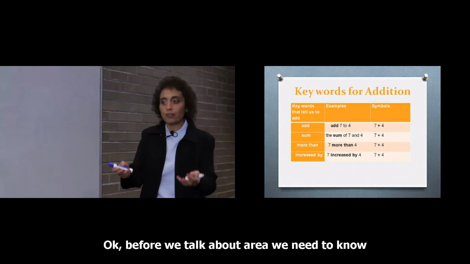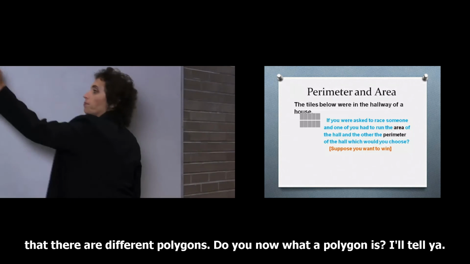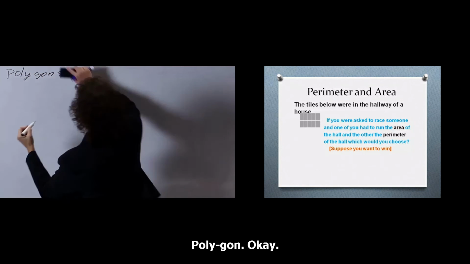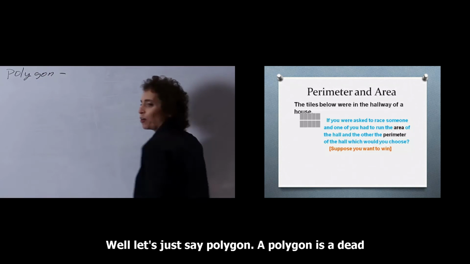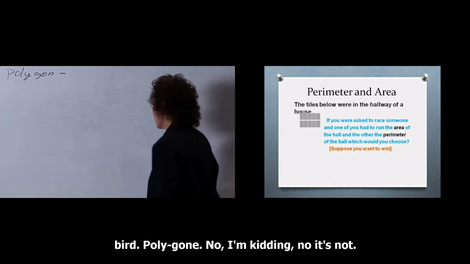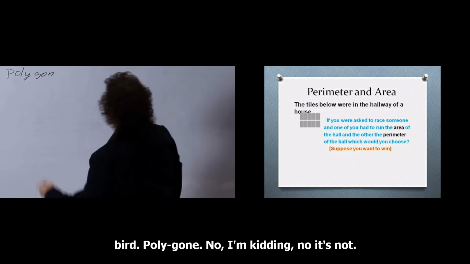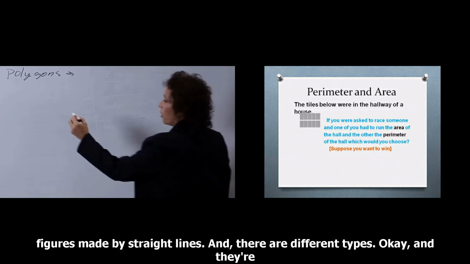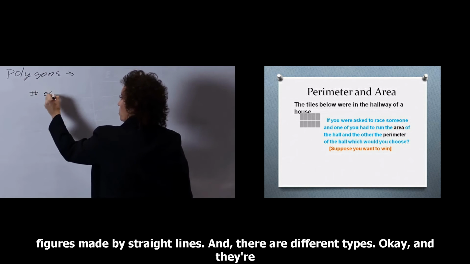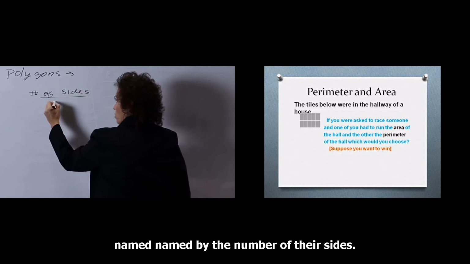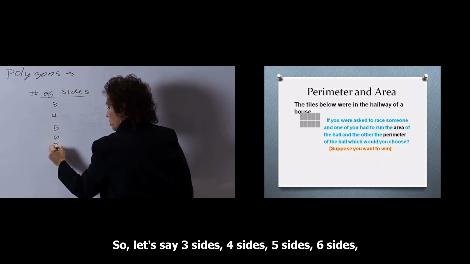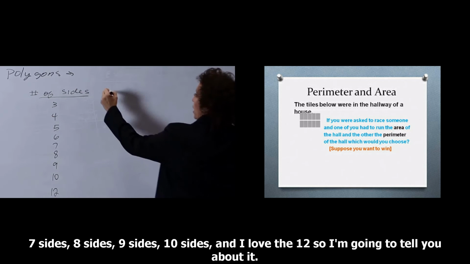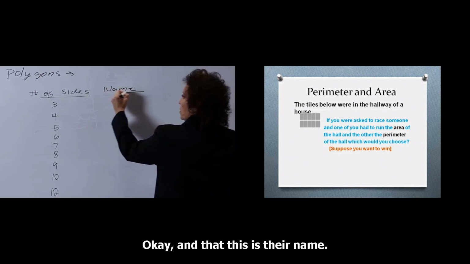Okay. Before we talk about area and perimeter, we need to know that there are different polygons. You know what a polygon is? I'll tell you. Polygon. A polygon is a dead bird. Polygon? No, kidding. It's not a dead bird. Polygons are actually geometric figures made by straight lines, and there are different types. They're named by the number of their sides. So let's say 3 sides, 4 sides, 5 sides, 6 sides, 7 sides, 8 sides, 9 sides, 10 sides, and I love the 12, so I'm going to tell you about it. Okay, and this is their name.